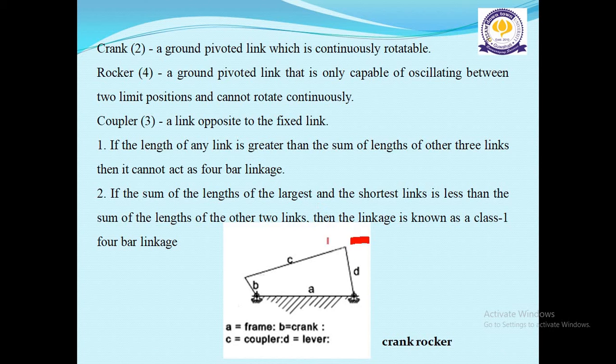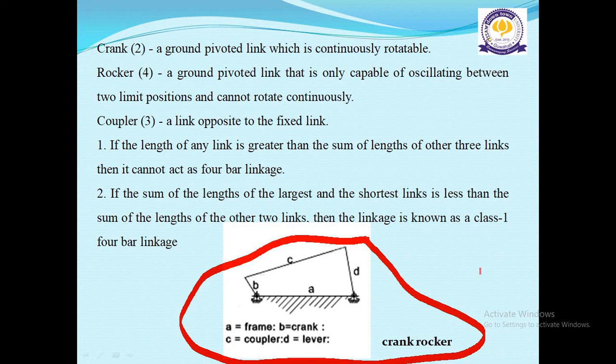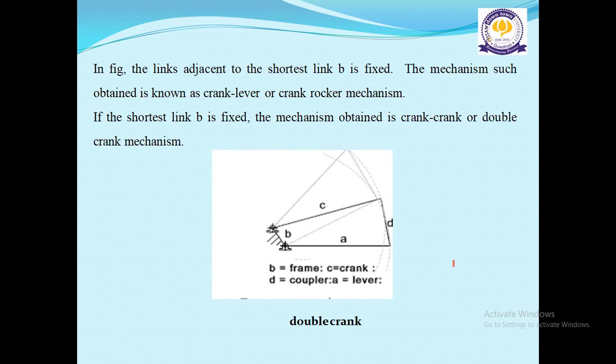Here you can see in this diagram a figure of a crank rocker mechanism. Here A is the frame, B is the crank, C is the coupler, and D is the lever. A, the frame, is grounded and fixed. Next, in the figure, the links adjacent to the shortest link B are fixed. The mechanism so obtained is known as a crank lever or crank rocker mechanism. If the shortest link B is fixed, the mechanism obtained is known as a double crank mechanism.